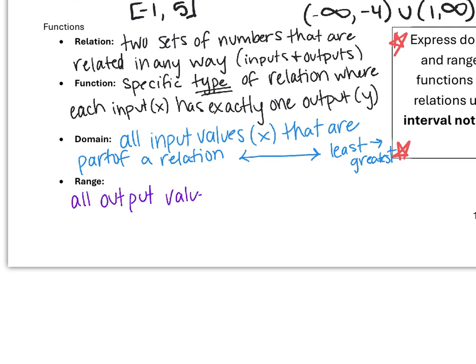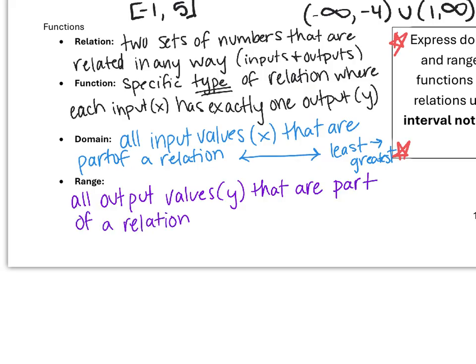So all the y values that are part of a relation. So when we talk about range, we are talking about the y-axis, and we go from low to high. So low to high, from least to greatest, to talk about range.